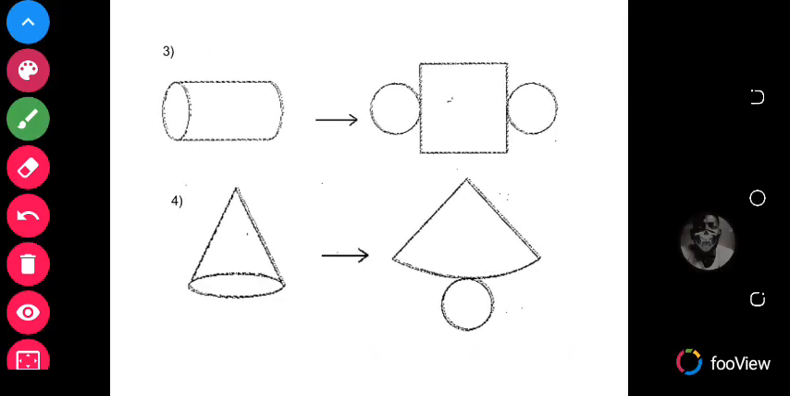So this is the net of a cylinder. It has two circles and a rectangle or a square. And this is the net of a cone. It has this and that. When you put them together, you get a cone.